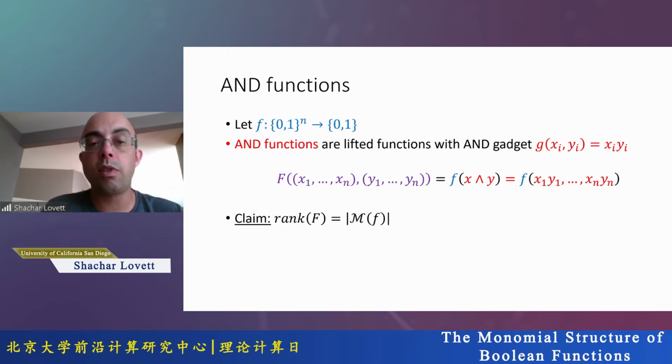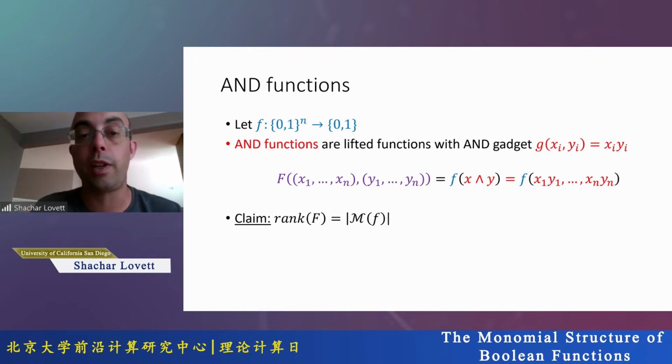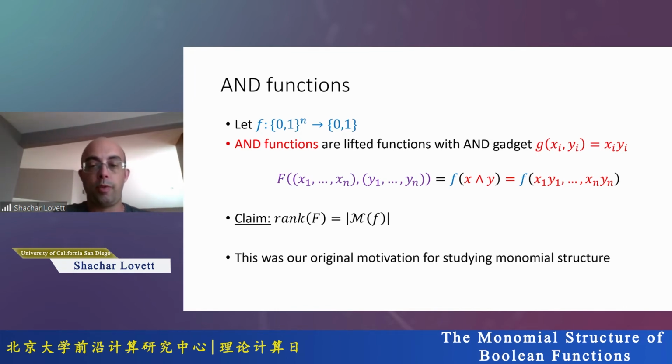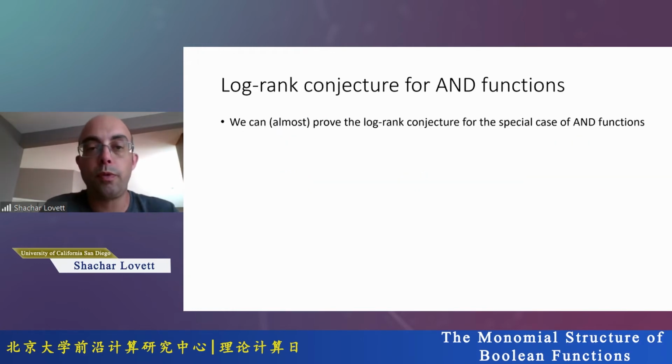And why is this interesting for us? Because it turns out you can prove that the rank of this matrix corresponding to this AND function is exactly the number of monomials of this Boolean function. So really, if you want to solve the log rank conjecture, even in this very special case of AND functions, what we really need to understand is the structure of these monomials of Boolean functions, which is how we got to studying this question. That was our motivation.